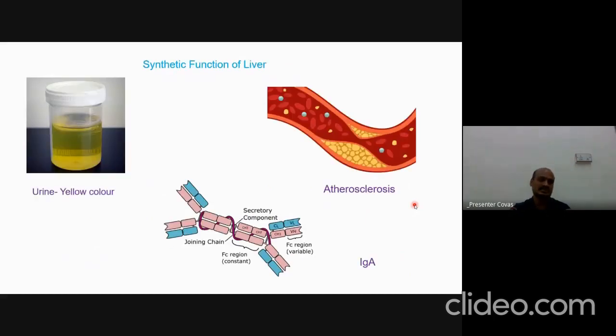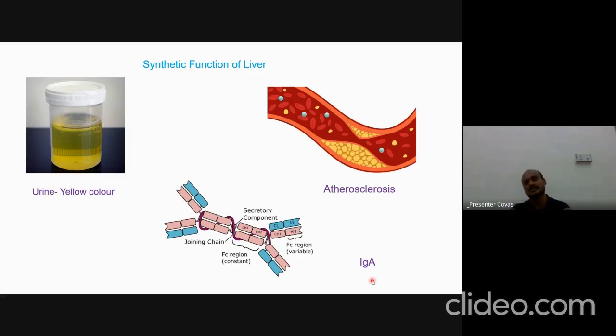So next, synthetic function. Urine has a yellow color. We already discussed it is because of the urobilin pigment. Next, atherosclerosis. If cholesterol is not being excluded from the body, then it starts accumulating inside the body, and we will have atherosclerosis. So one thing is leading to another. The liver affection is leading to cardiac dysfunction, right? Atherosclerosis is one of the leading causes of cardiac damage.